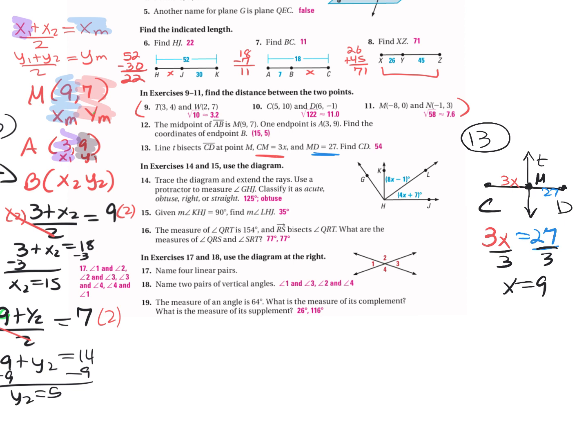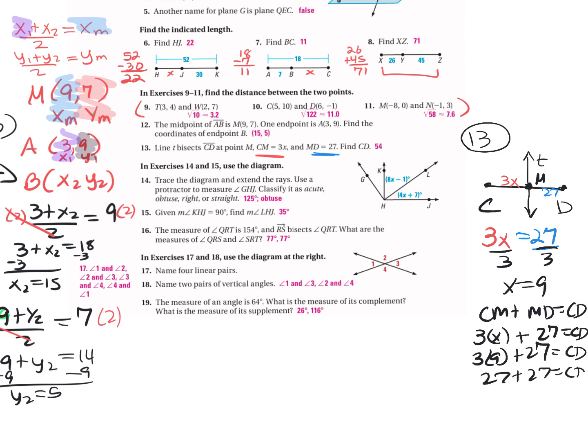Now, it didn't ask me to find what x equals. It asked me to find the length of CD. So if I take CM plus MD, that's going to give me CD. CM was 3x. MD was 27. So I just have to do 3 times 9, and I get 27. So 27 plus 27 is equal to 54.